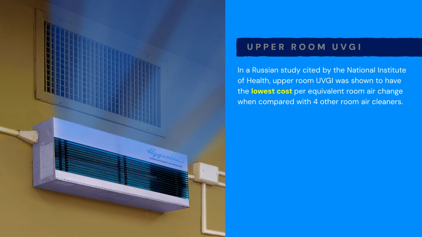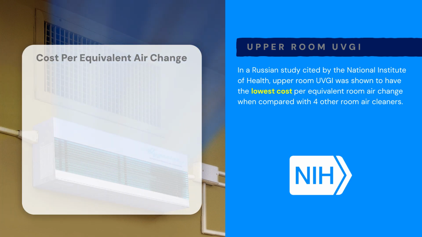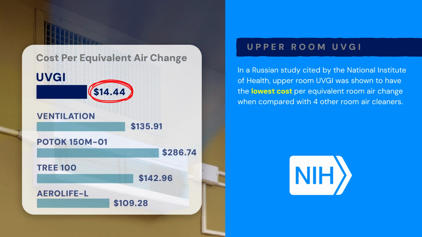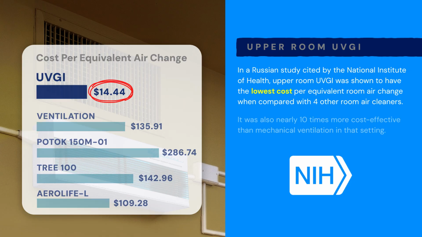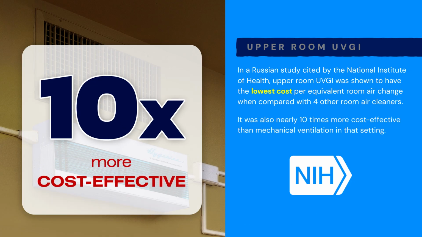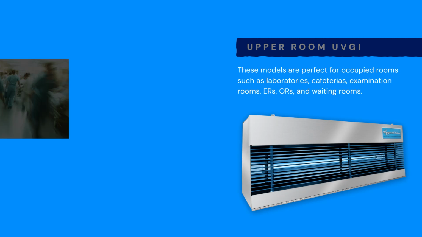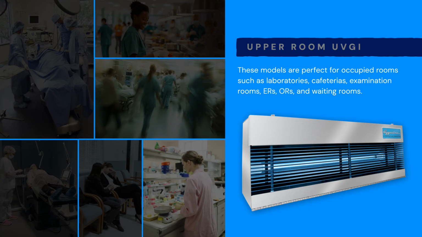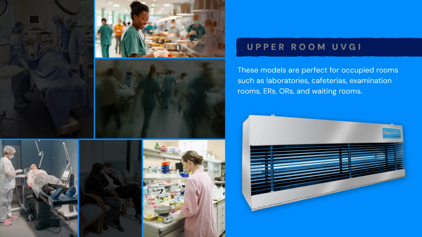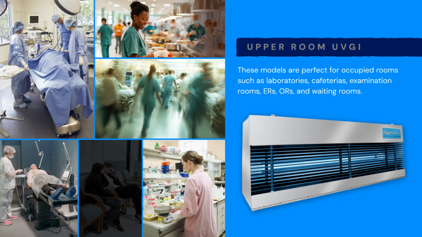In a Russian study cited by the National Institute of Health, upper room UVGI was shown to have the lowest cost per equivalent room air change when compared with 4 other room air cleaners. It was also nearly 10 times more cost-effective than mechanical ventilation in that setting. These models are perfect for occupied rooms such as laboratories, cafeterias, examination rooms, ERs, ORs, and waiting rooms.